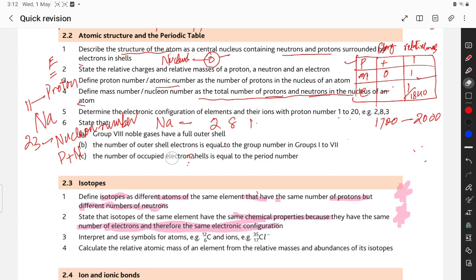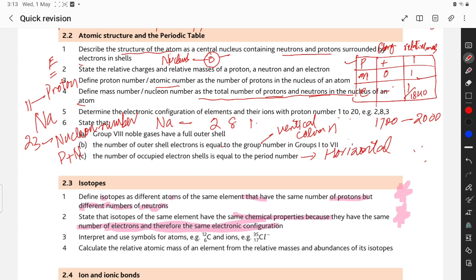For example, the number of occupied electron shells is equal to the period number. Period number is horizontal rows, group number is vertical columns. Vertical columns are groups and horizontal rows are periods. So the period number determines the number of shells. For example, sodium is present in the third period, so sodium has 3 shells.